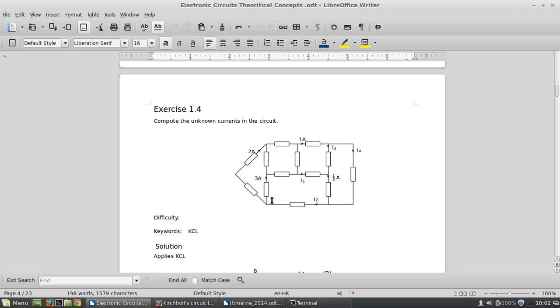Okay, so right now let's go to exercise number 4 then. In exercise number 4, what we have to do is compute the unknown currents in the circuit. So let's find out the unknowns first. The unknowns are I1 at this side, I2 at this side, I3 at this side, and I4 at this side. If you check this junction, two unknowns are here, so it's not a feasible solution. We need at least 3 knowns and only one unknown in a junction, so that we can solve the exercise, right?